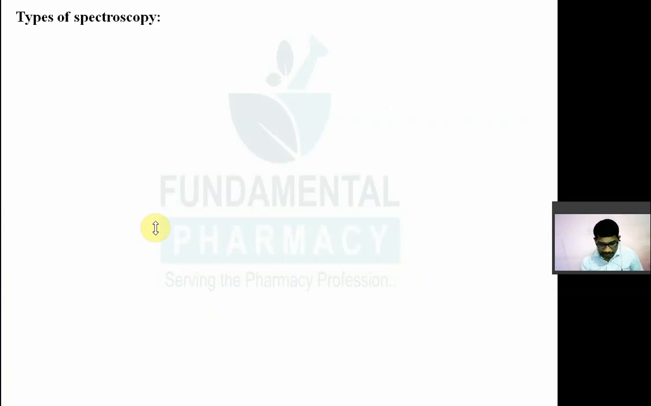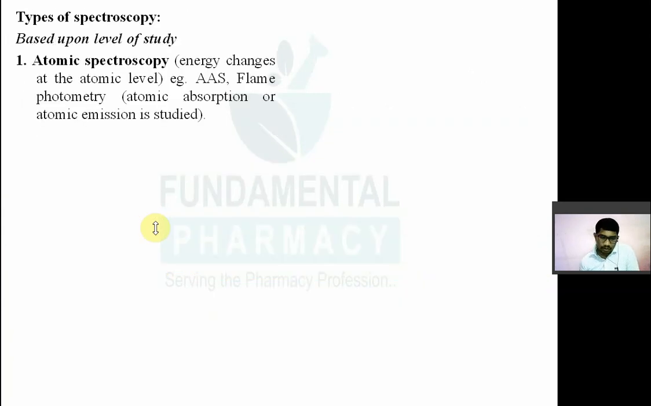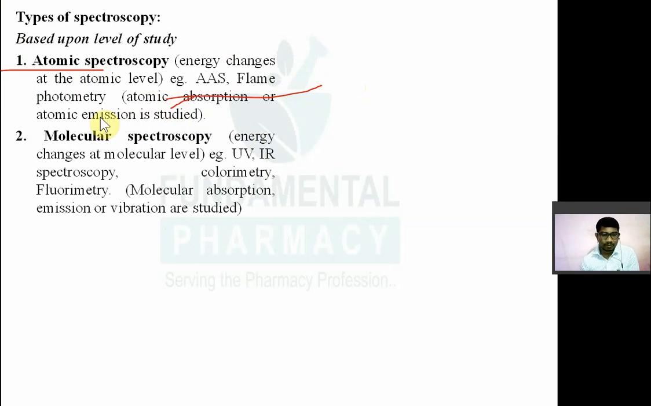Types of spectroscopy based upon the level of study. The first is atomic spectroscopy. If electromagnetic radiation interacts with the sample at the atomic level, it is known as atomic spectroscopy. Examples are atomic absorption spectroscopy and flame photometry; atomic absorption and atomic emission are both studied. If radiation interacts with the sample at a molecular level, then it is known as molecular spectroscopy. So energy changes at a molecular level, like UV, IR, colorimetry, fluorimetry. Here absorption can happen, and emission can also happen.